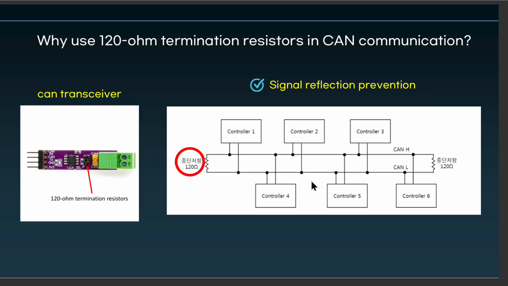CAN communication has a unique characteristic. It requires 120 ohm termination resistors at both ends of the signal lines. The reason for this is that without the resistors, impedance mismatch can cause some signals to reflect at the ends of the bus. These reflections may lead to interference, which can result in communication failure. To prevent this, termination resistors are necessary.